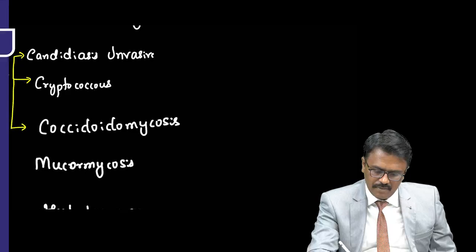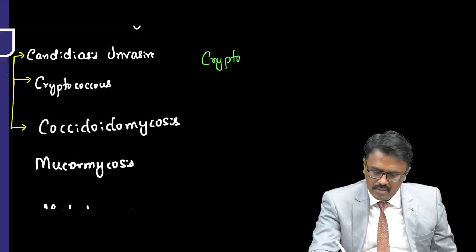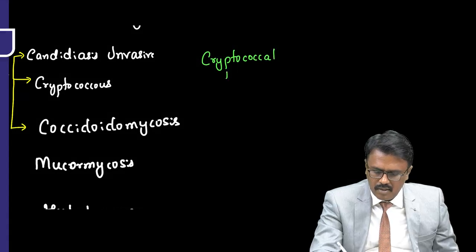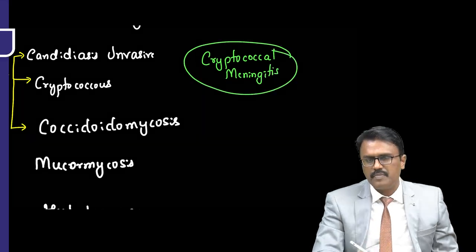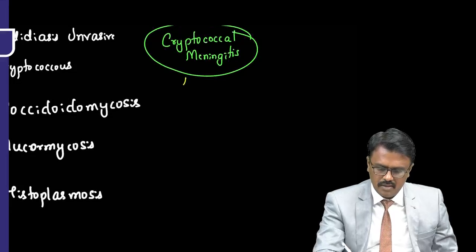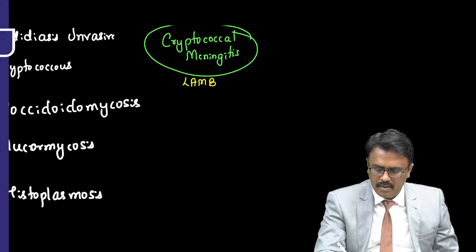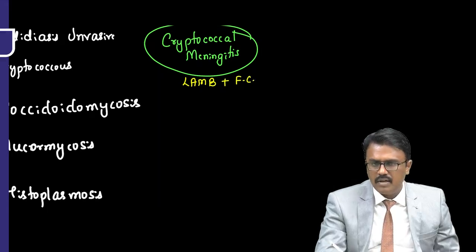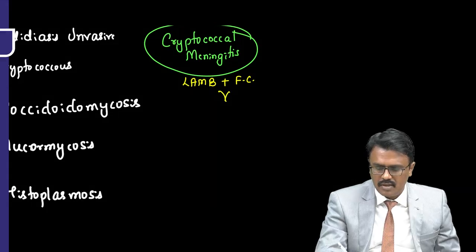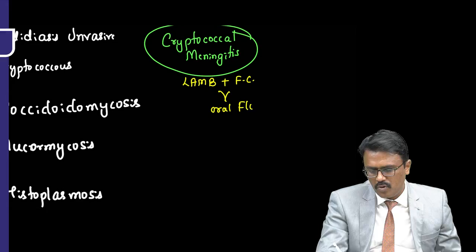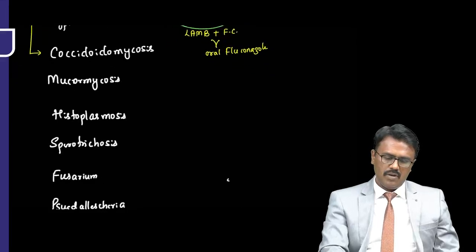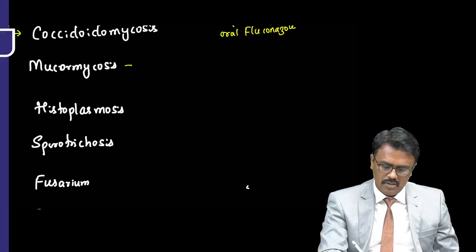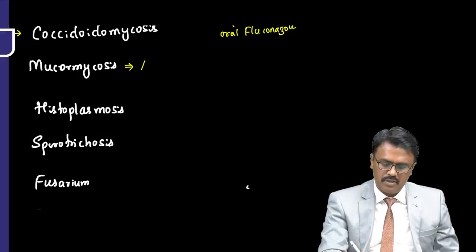Now suppose the patient is having cryptococcal meningitis. Then what is the treatment? I told you already. Let us just revise this. It is nothing but liposomal amphotericin B plus flucytosine. So once the patient is stabilized, then we can put the patient on oral fluconazole. Very, very important thing. Then we are moving on to the next one, mucormycosis, which we faced in the pandemic. The drug of choice is liposomal amphotericin B, LAMB.